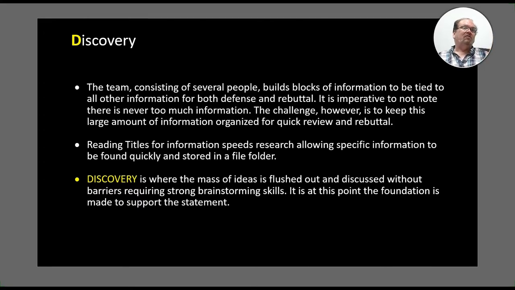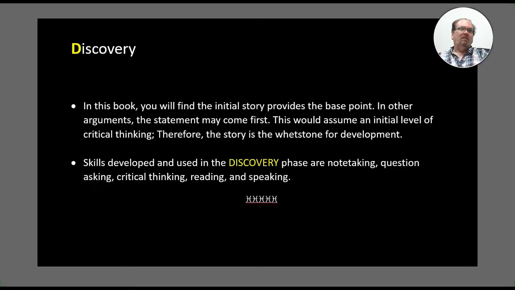And in the story you will find a lot of arguments, and they are not hidden, they're already out. But to expand those arguments, you need to go find more information. And sometimes that information is not so direct. But that's where the foundation is made to support the statement. In this booklet, you will find the initial story provides a base point. It doesn't give you all the arguments, but it gives you some, and it gives you some ideas to research and go into and find things for your argument.